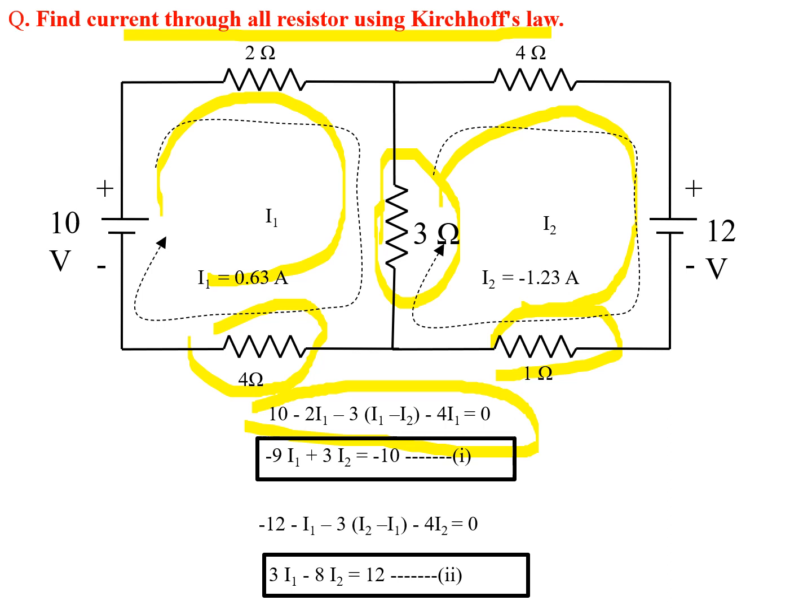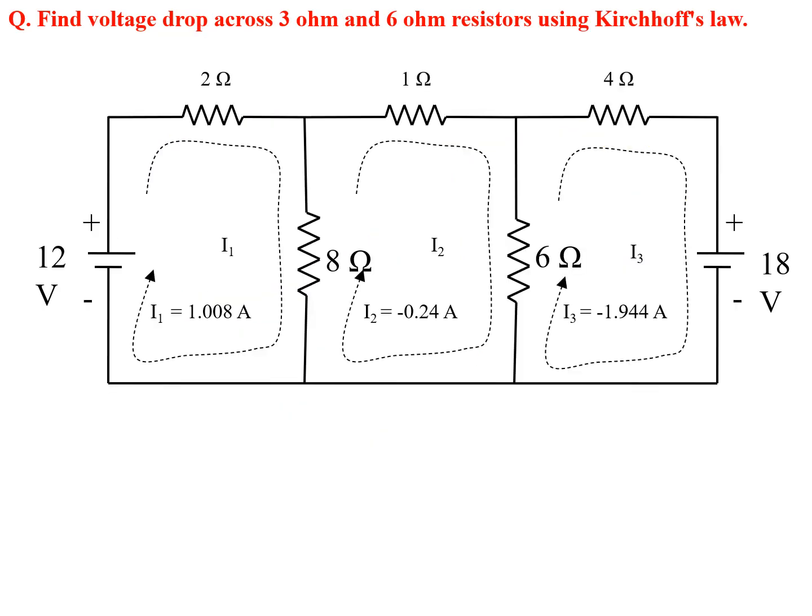So by using simple Kirchhoff's voltage law, we can find out the current flowing through two branches. This cannot be done with the help of Ohm's law. Ohm's law is applicable only to a single loop, but Kirchhoff's voltage law can be applied to a large number of loops. Now, similarly, I have considered a second example here also.